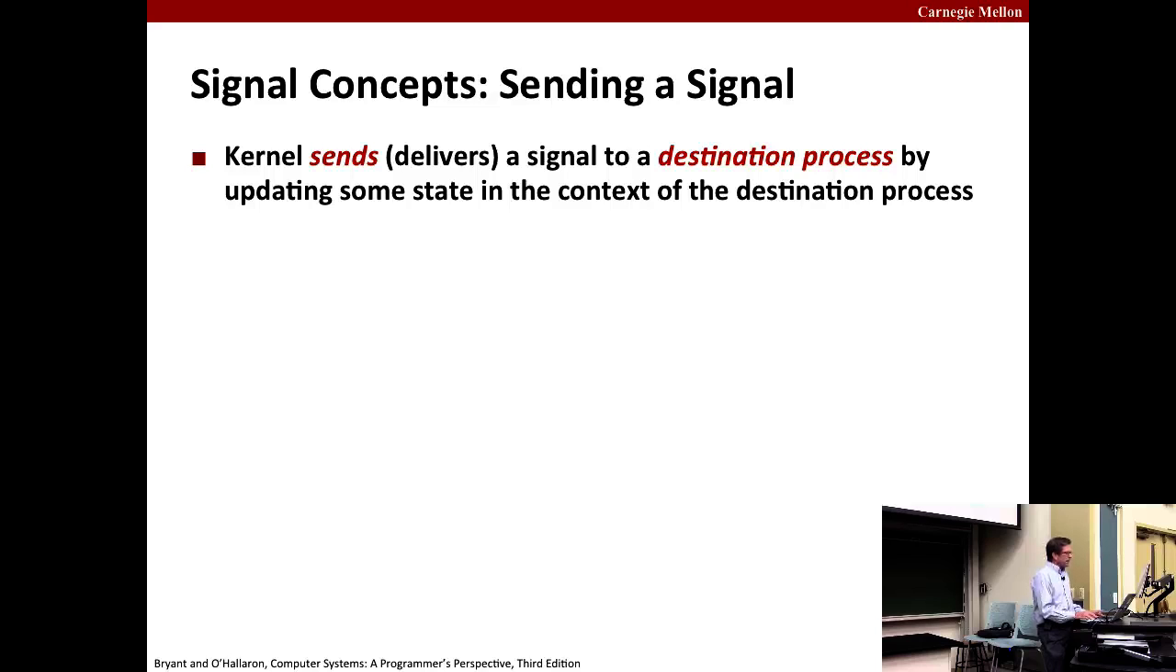So we say that the kernel sends or delivers a signal to some destination process, and it does this by setting some state in the context of the destination process. Now, nothing happens except that some bits get changed in the destination process context. There's no immediate impact of sending a signal.